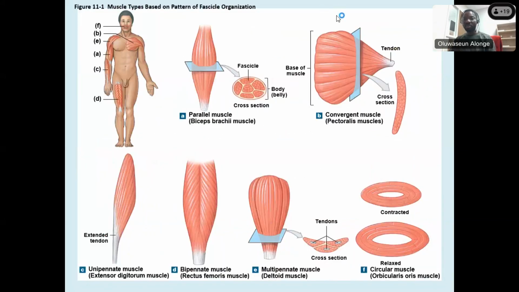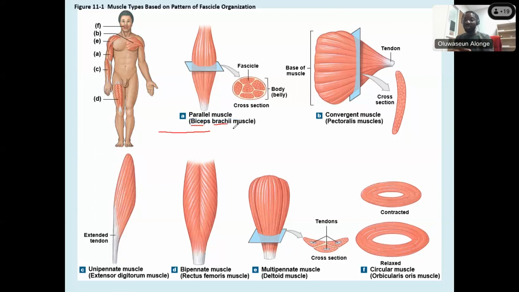Number one, we have the parallel. And when you talk about the parallel, you think about the biceps here. The reason we call this biceps is that it has two bellies. The muscle here is called biceps brachii. Brachii is because it's in the arm, and the arm is called brachium.